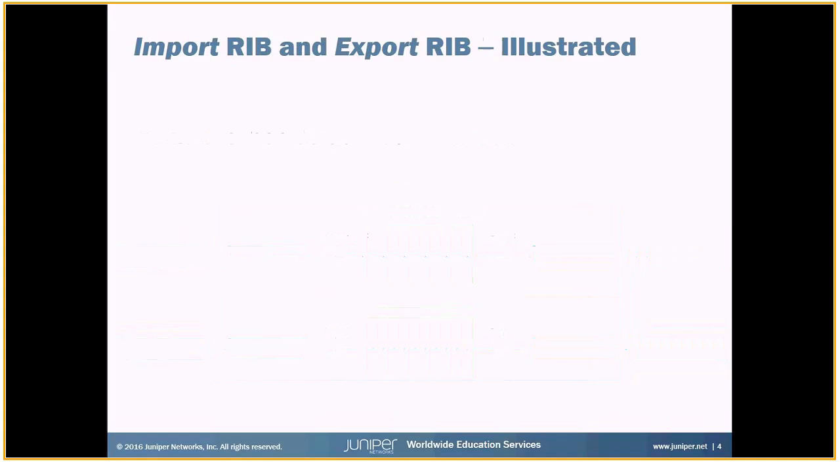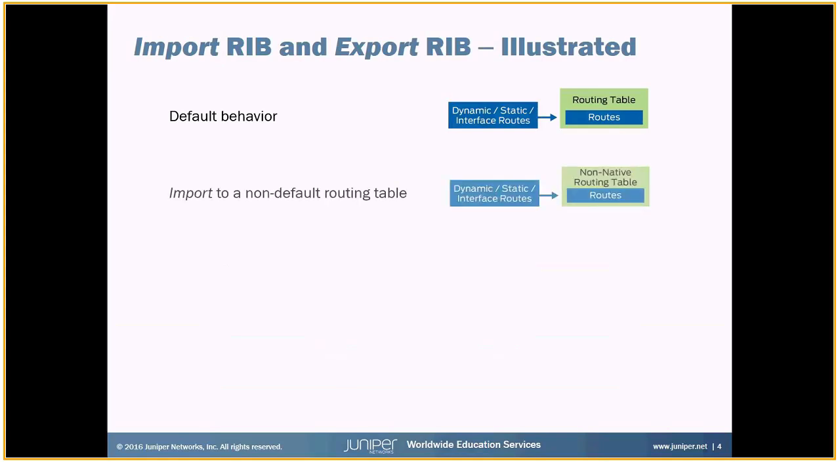So going back to the rib groups themselves, there's this concept of import rib and export rib. Let's just run down the variations here. To start with, this is the default behavior. A route arrives at the device like we were looking at on the previous slide, and it's installed into a routing table. Now, a rib group that's an import function can import a given route to a non-default routing table. So the route arrives at the device, and it can be redirected. It doesn't go into its natural position in the routing table. It goes to a non-default or a non-native routing table. That's one of the import options for rib groups.